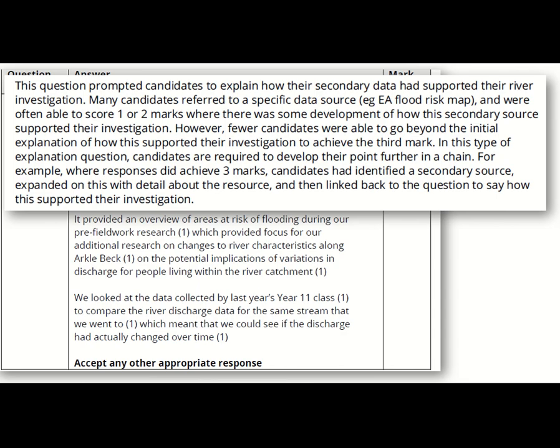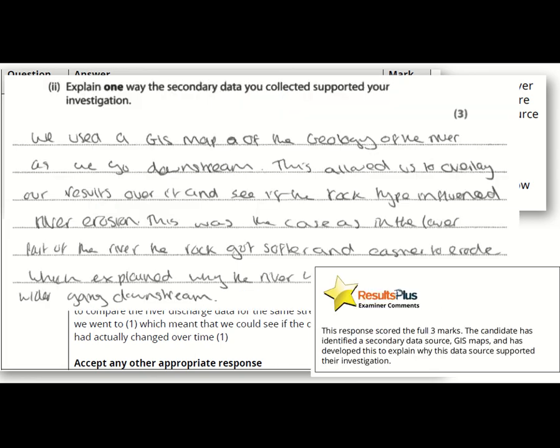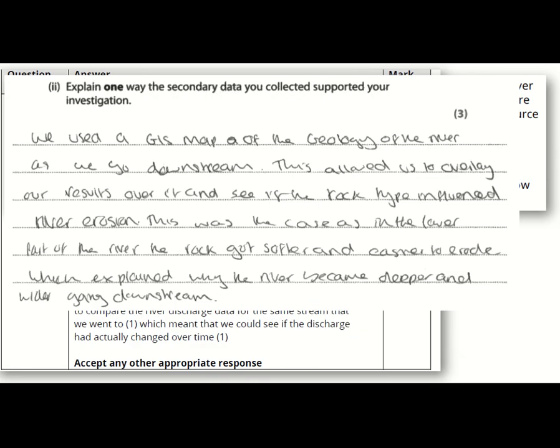Okay, so here's the examiner's report. Again, I'll leave that for you to pause the screen and read through. And here's a pupil example for you to apply it. All right, so this pupil example achieved 3 marks.